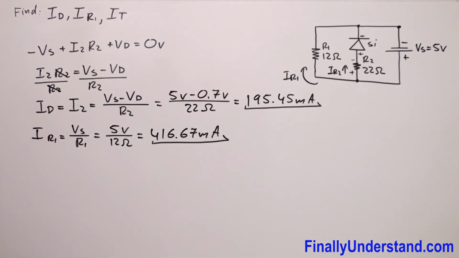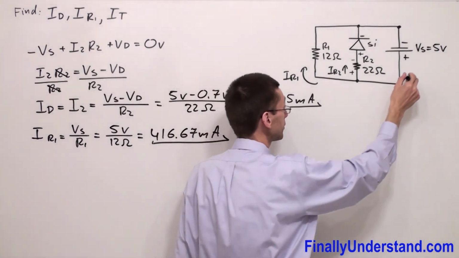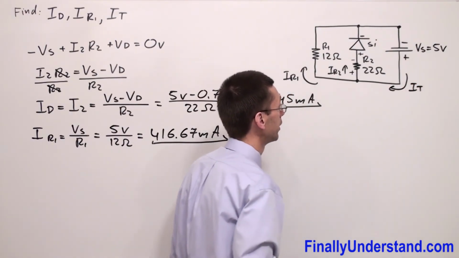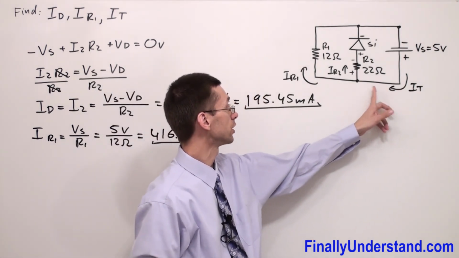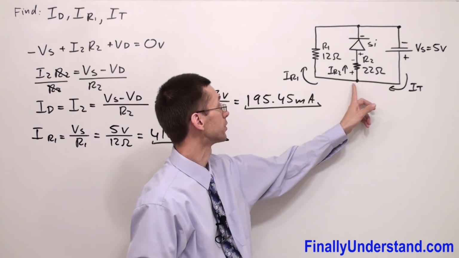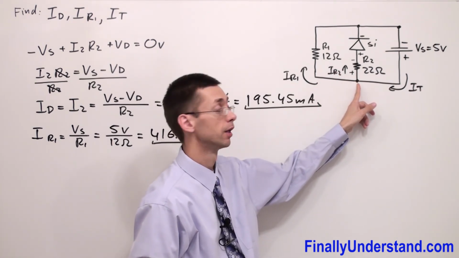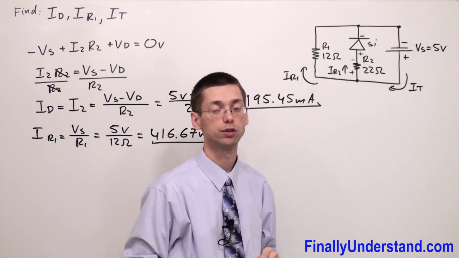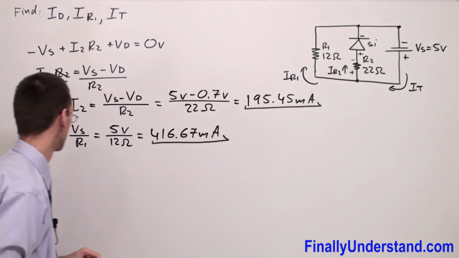Next, we're supposed to find the total current. Total current will flow over here. This is my I total. Okay, so if you want to find I total, you're supposed to realize that I total is going to split into two currents, I1 and I2, at this point. So in order to find the total current, I'm supposed to add these two according to the KCL, Kirchhoff's current law.